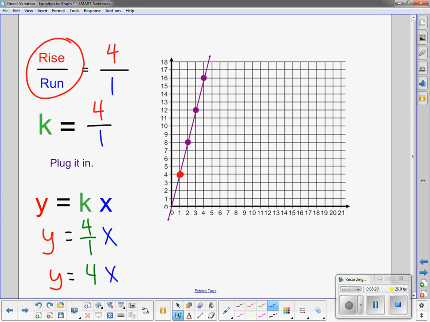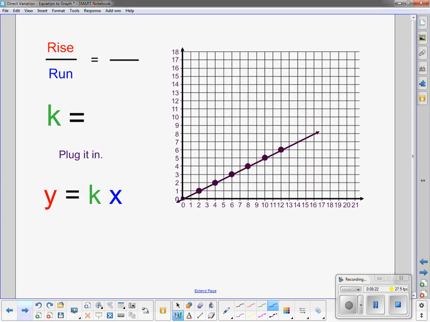And this is the last example we're going to look at. To get from the origin to this first point, to all the points for that matter, we're going to start at the origin. We're going to rise 1 and we're going to run 2. So that means my rise is 1 and my run is 2, which gives me the constant of 1/2.